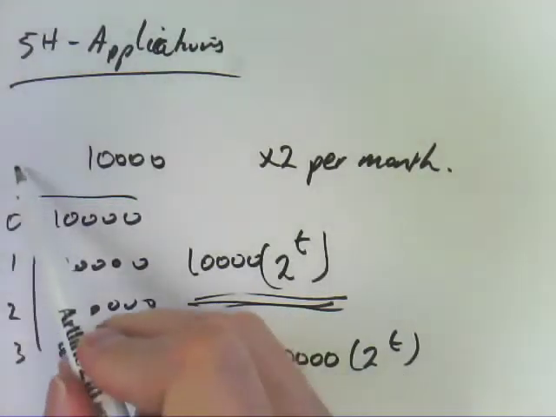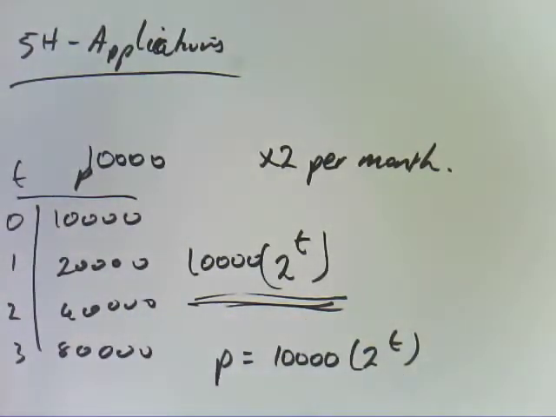Yes, so this is T, this is P on our initial table. Okay, so if something is halving every month, what do you think we should do? Put a half to the T, yeah. All right, good job.